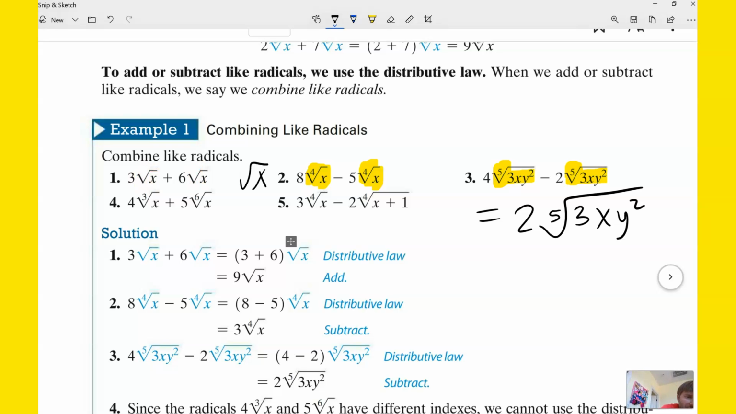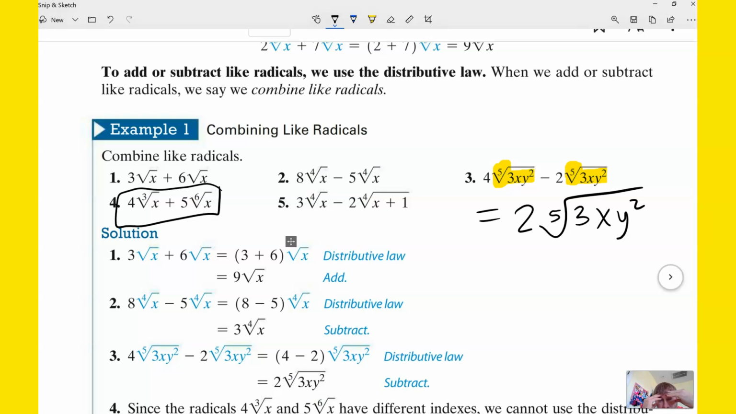Now let's look at number 4. On number 4, we have the same thing under the radical, but we don't have the same thing for the index. So they are not like terms. Therefore, we can't combine them. So we just leave it just like it is. That's it. That's the answer. You can't simplify it anymore.